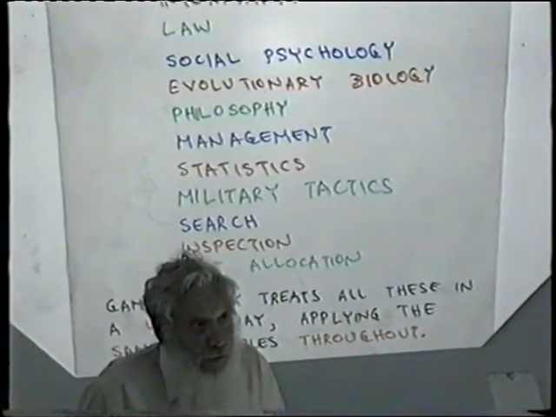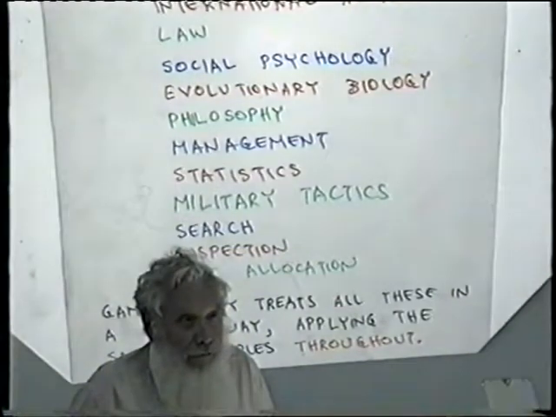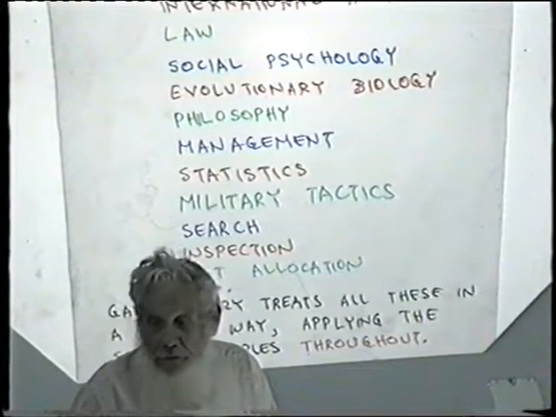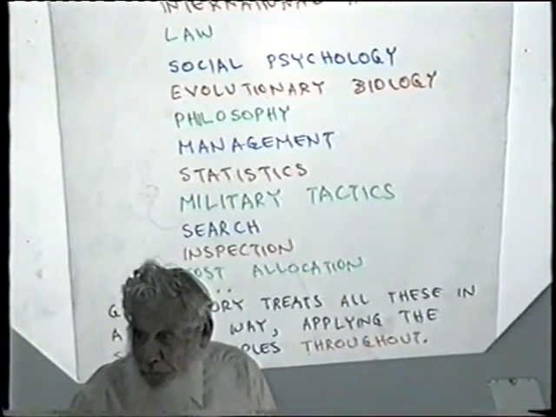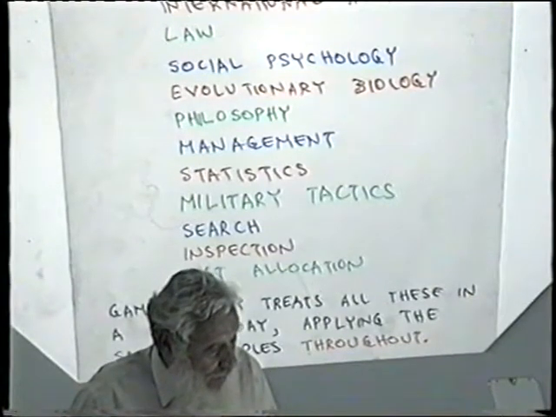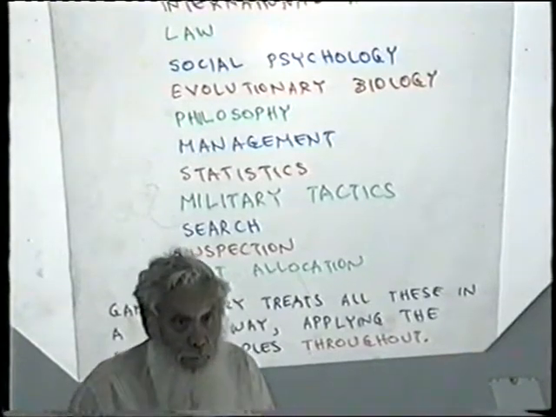There was a Nobel Prize in game theory given about 5 years ago, in '94. One of the recipients was John Nash, a famous mathematician. And so it's a big item in economics. It's very important. It's very basic in economics. But it's not the only area of application.